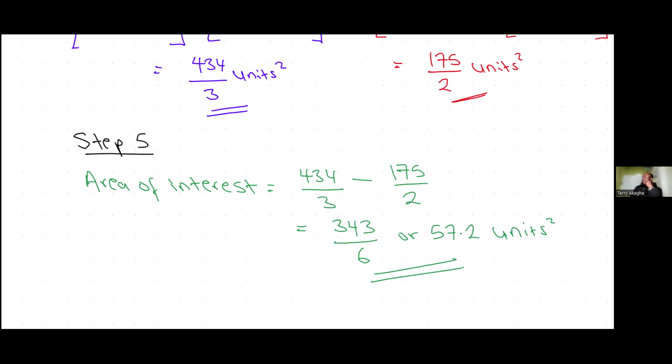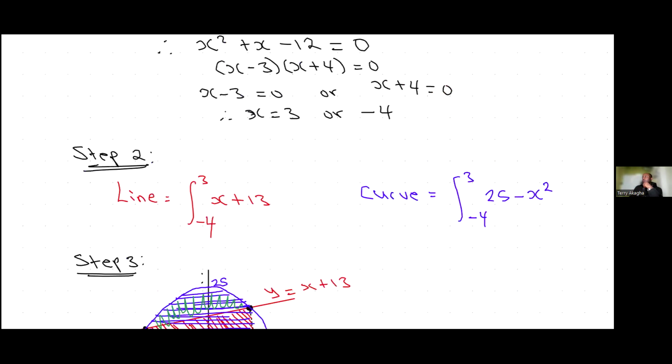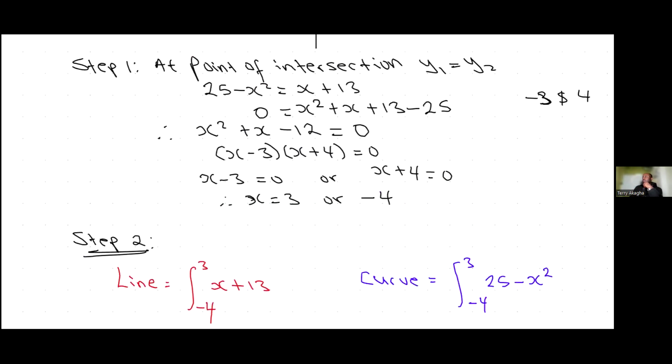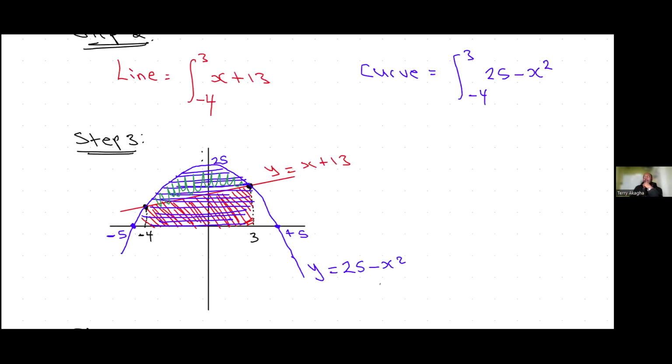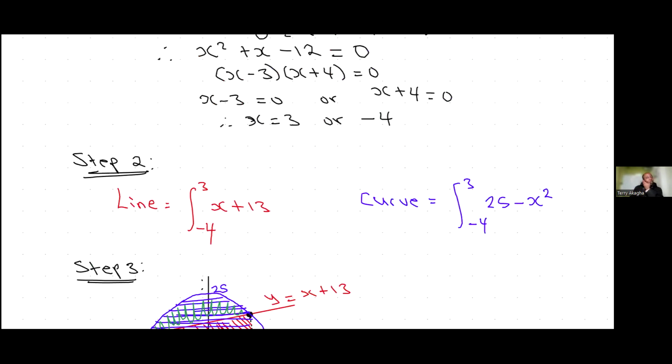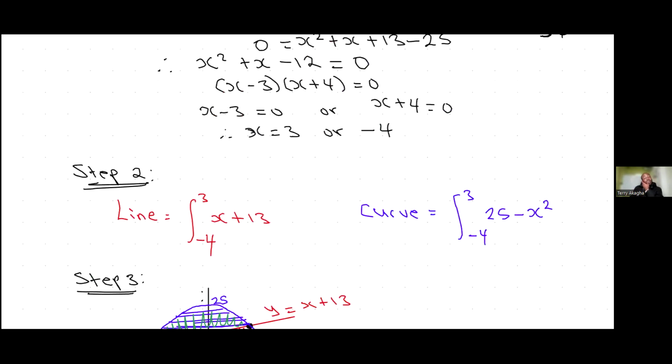Okay, so basically you just follow the steps. You find the point of intersection where both of them meet. Now in this question, we're not asked to find the y coordinates, so it was not necessary in step 1. So you go to step 2. The lower value of x is going to be the lower limit. The upper value of x is going to be the upper limit.